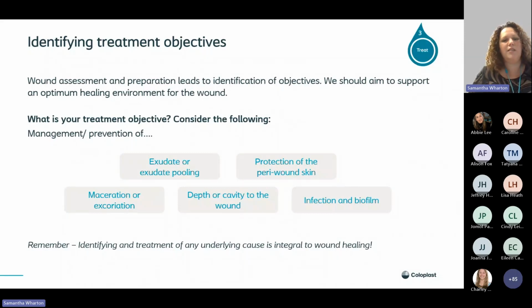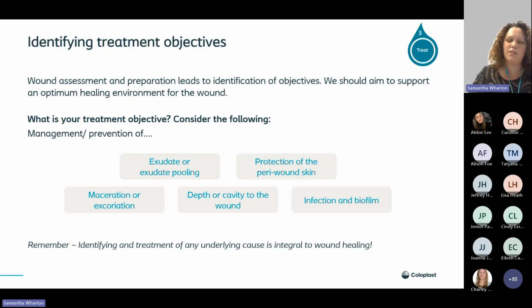So you want your dressing to be able to take that exudate away and protect that peri-wound skin, because you don't want to have maceration or excoriation to that peri-wound skin. You also need to think about what depth that wound is and whether there's any undermining, how you're going to manage that, and what dressings are available that will help you manage that. And finally, you'll be looking at those signs of infection and biofilm. Is that wound really static? Is it not progressing as you're expecting?